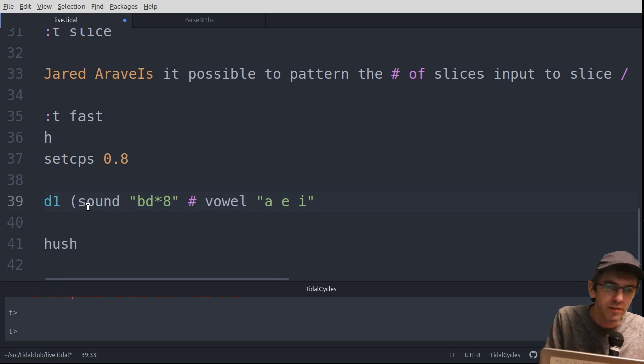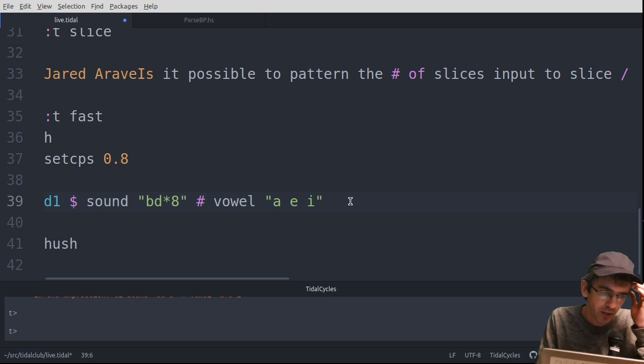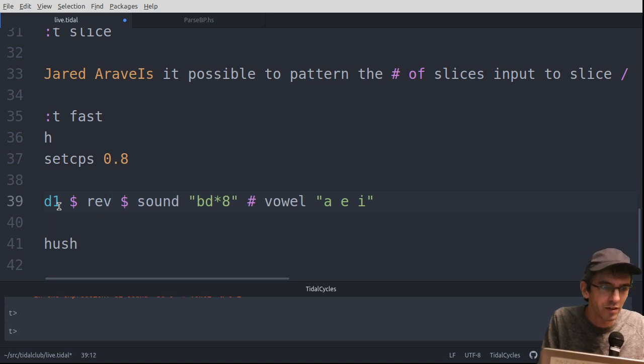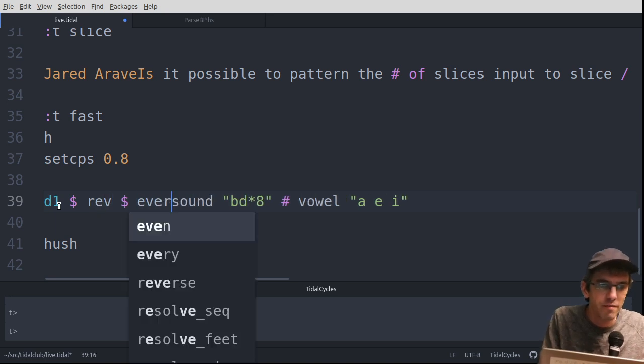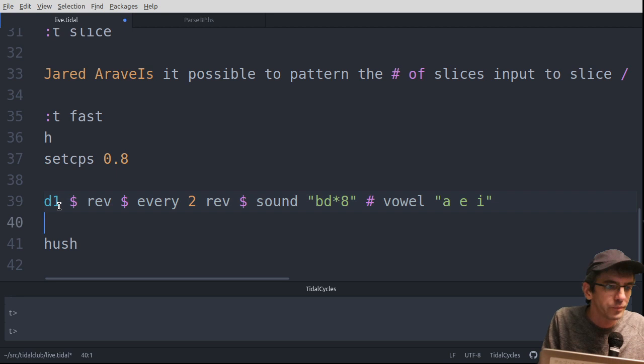You can use parenthesis, but then you have to match up opening and closing, and it can get a bit unwieldy when you've got quite a complicated pattern. So the easiest thing often is just to use dollar. It only works for the last input for a function. Which is, well, D1's only got 1 anyway, so I'd have to put it here for rev. So on.